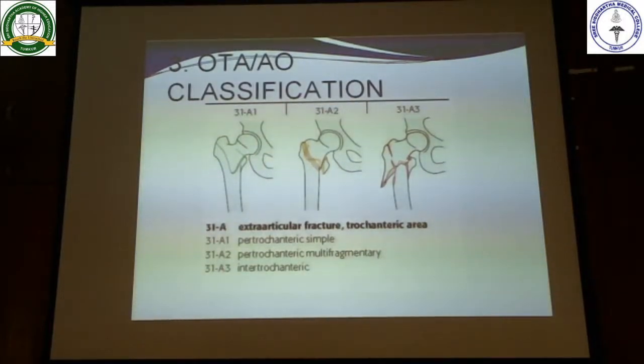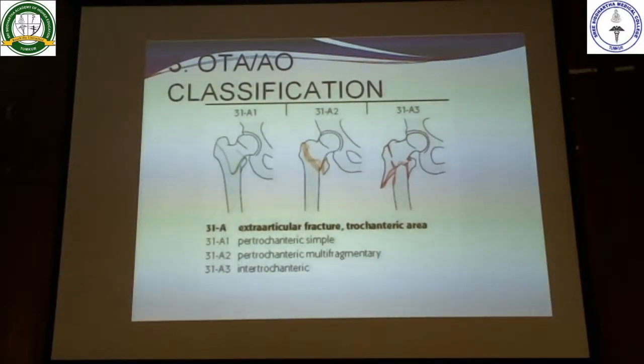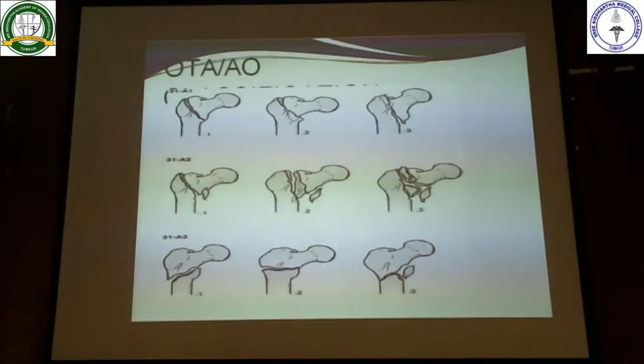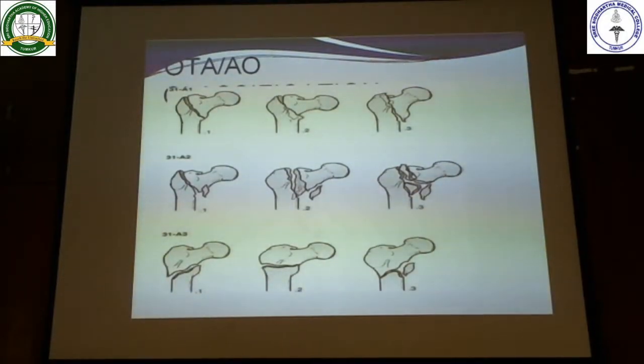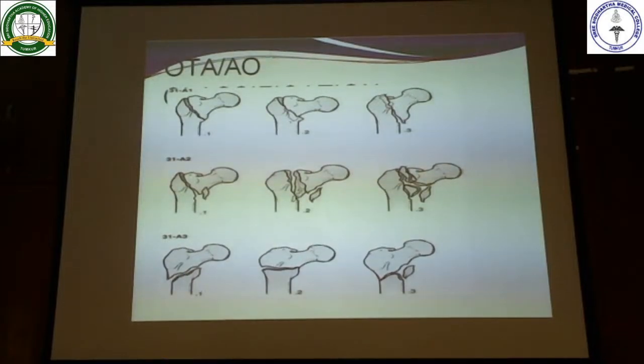Right. So these are the classification systems that are commonly used as far as IT fracture is concerned. This is a diagrammatic representation of OTA classification. You can just have a look, read through the theoretical part and then try to correlate with these diagrams.